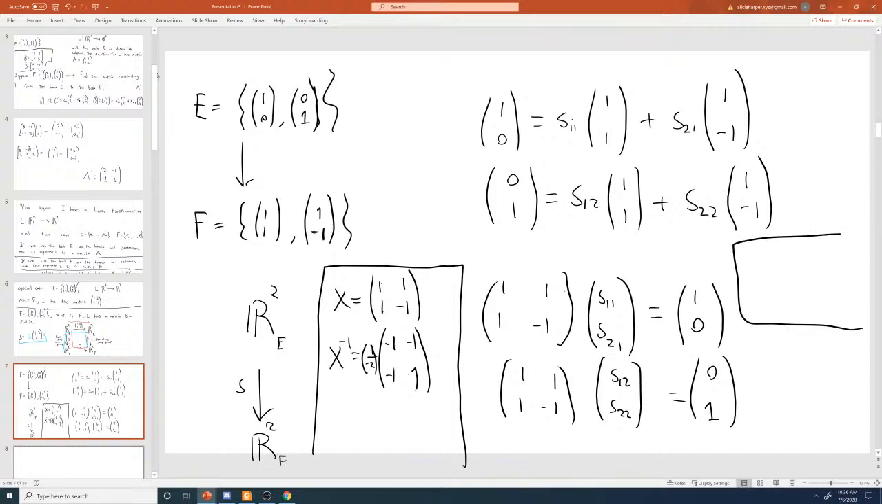So let's go over here. I would have the matrix 1/2, 1/2 here, 1/2 here, negative 1/2 here. If I multiply this by this, that works. This by this, I get 0. This by this, I get 1. Yep, I did my calculation correct. So now I can use the matrix X inverse I just found to figure out what these components have to be.